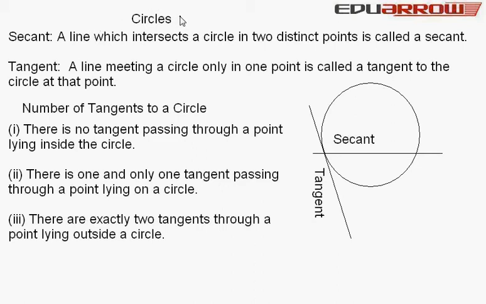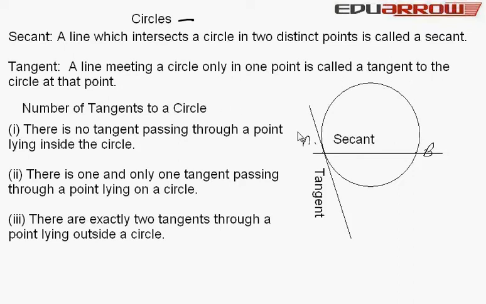Now we read circle. Second, a line which intersects a circle in two distinct points is called a secant. Here the secant is A, B, these points. And tangent: a line meeting a circle only in one point is called a tangent to the circle at a point.